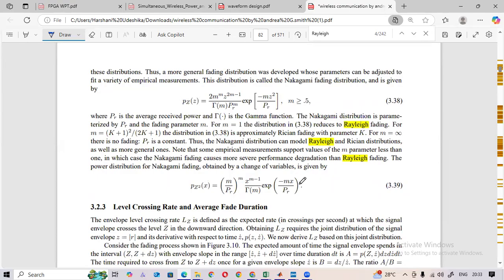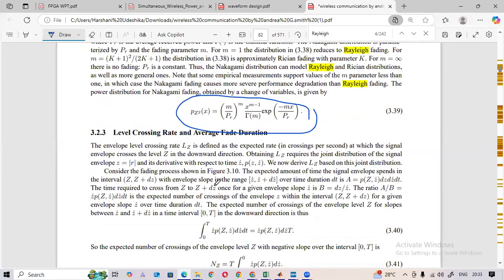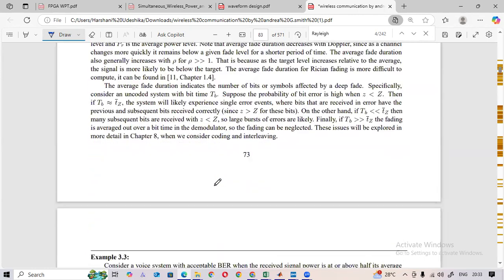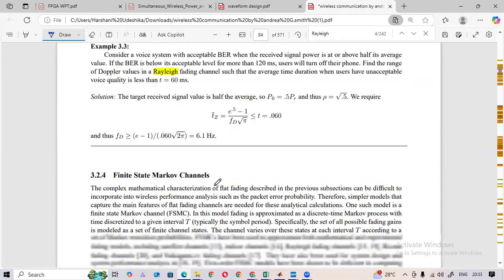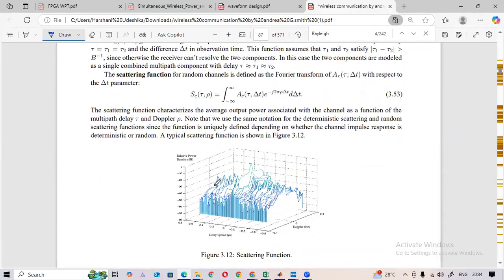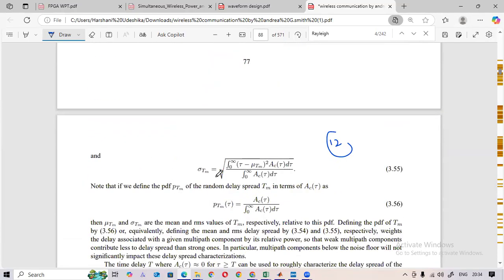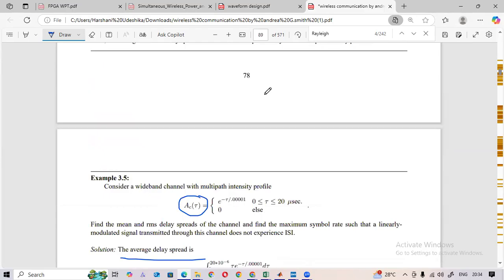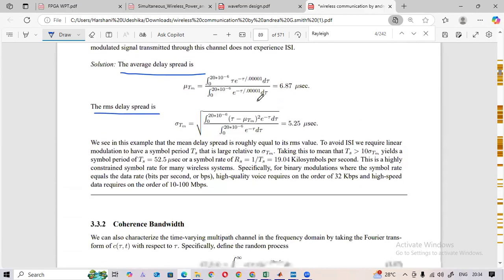And this is the power distribution of the Nakagami channel. Just see this one also. So I think that is related with questions too. So just try these things. Do this example that I showed for question 2.